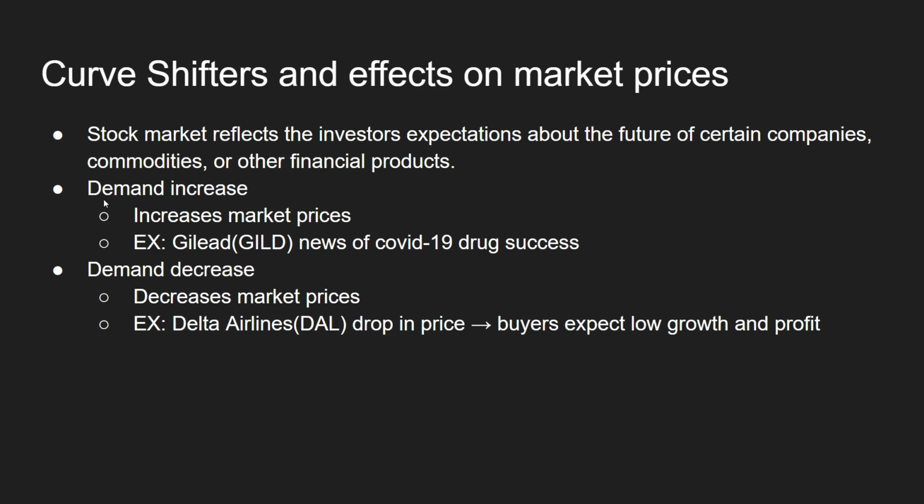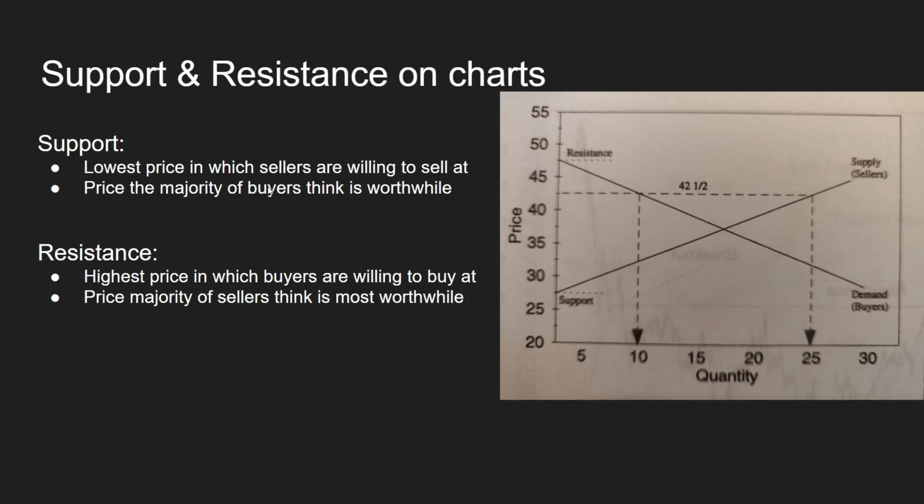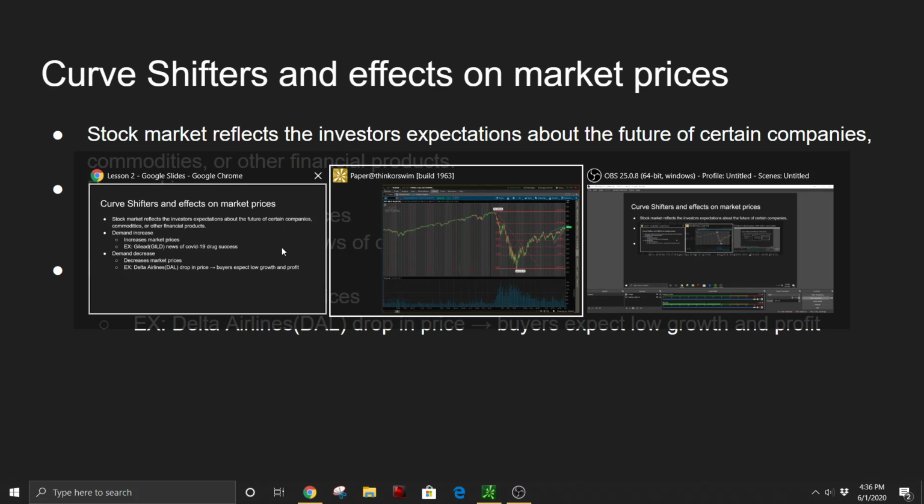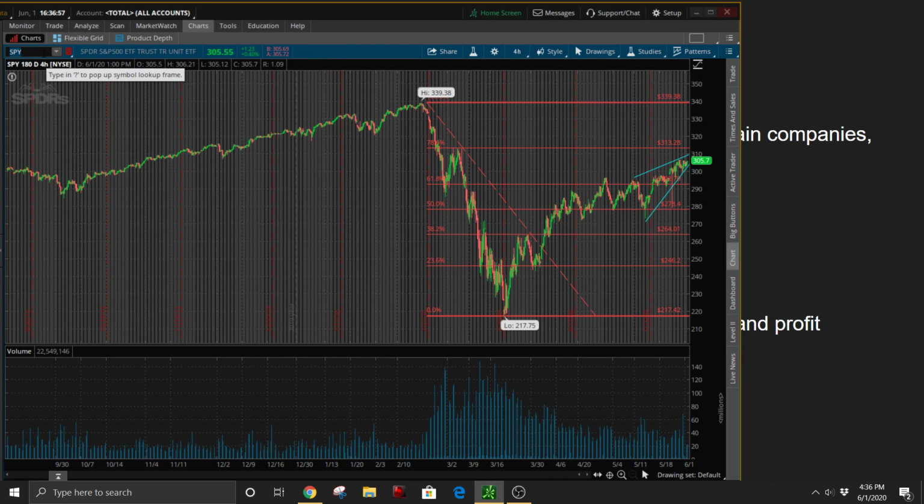So if demand increases, it will shift right or upwards, which increases the market price. One example of this is with Gilead, which is a drug company with the ticker symbol GILD, when they came out with the news of their COVID-19 drug success.